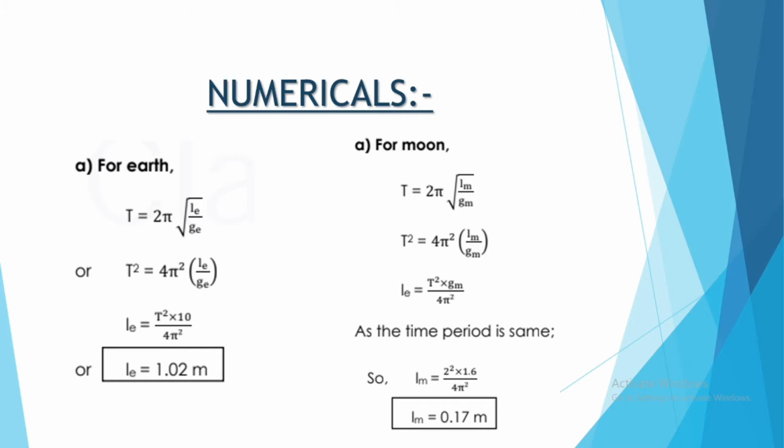And for Moon we'll use T is equal to 2 pi under root L upon G, and we'll form the same formula as the time period is same. So Lm is equal to 2 square into 1.6 upon 4 pi square, and 0.17 meter is the length on Moon.